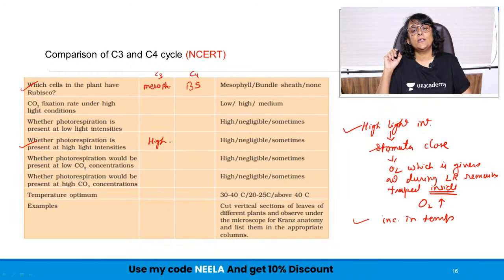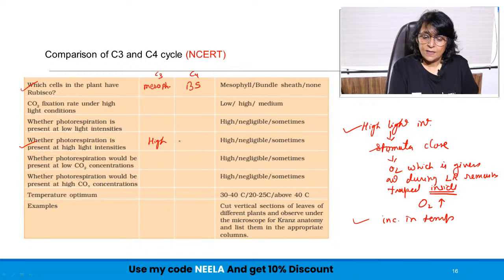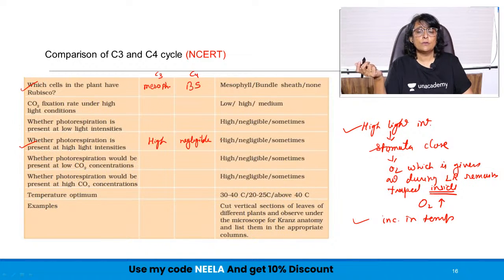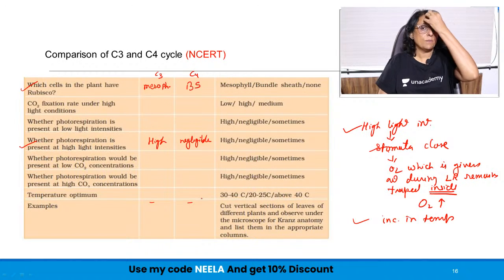And what should be the answer in case of C4 plants? It is negligible, almost not there. And examples of C3 and C4 also we have written. So this is what you have to fill in the remaining boxes.